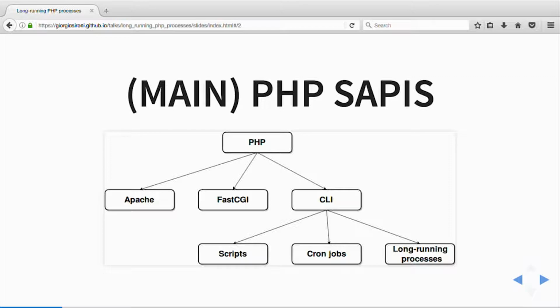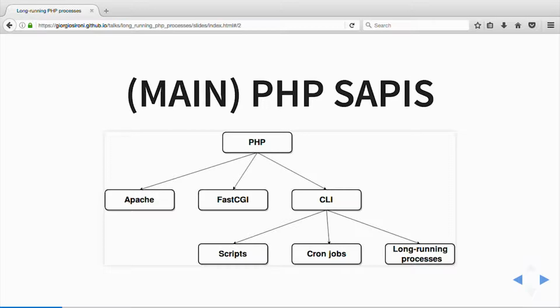If you take a look at the kind of processes that you can write that use the CLI SAPI, you will find that many of them are just scripts automating some task. You can consider even PHPUnit as a large script using lots of classes to pull all your tests together and run them. You can consider Composer still a script. But you also have other kinds of CLI processes like cron jobs that you deploy on a server, you schedule them to be run every hour or every minute or every day in order to accomplish some task.